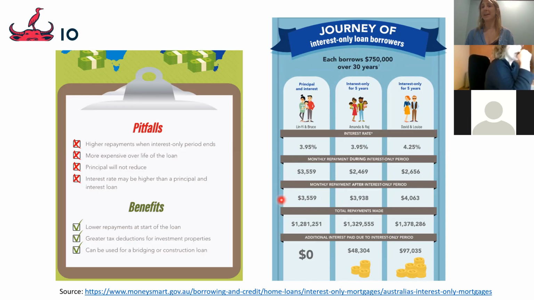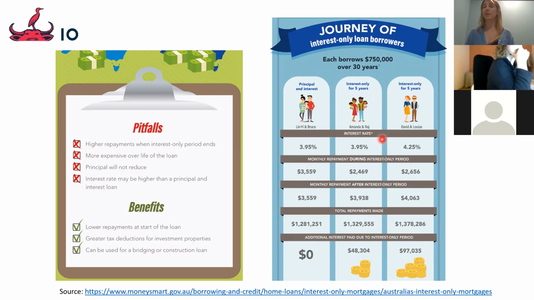So even though they're borrowing $750K over 30 years, by the end of the loan, they would have paid the bank 1.281K, okay, million actually. So 1,281,000. Now, when we go to example number 2, which is Amanda and Raj, this example is here for educational purposes only.